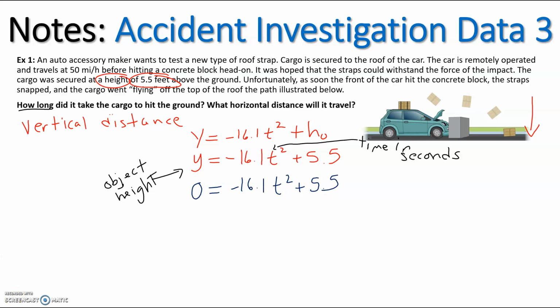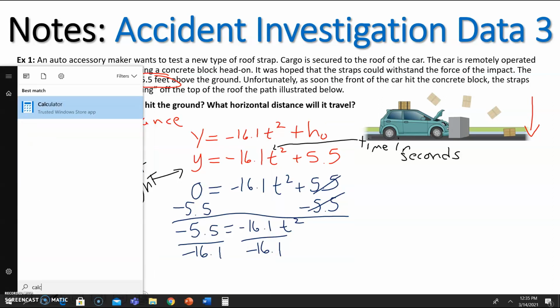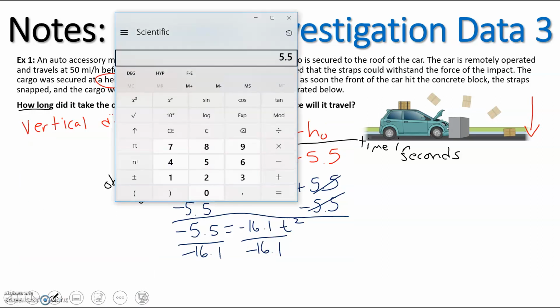Our objective is to get the variable t by itself, so let's start by subtracting the 5.5 from both sides. On the right-hand side, they cancel. On the left, we get negative 5.5 is equal to negative 16.1 t squared. We're going to now divide both sides of this equation by negative 16.1. Using our calculator, we have negative 5.5 divided by negative 16.1, which is approximately 0.3416.